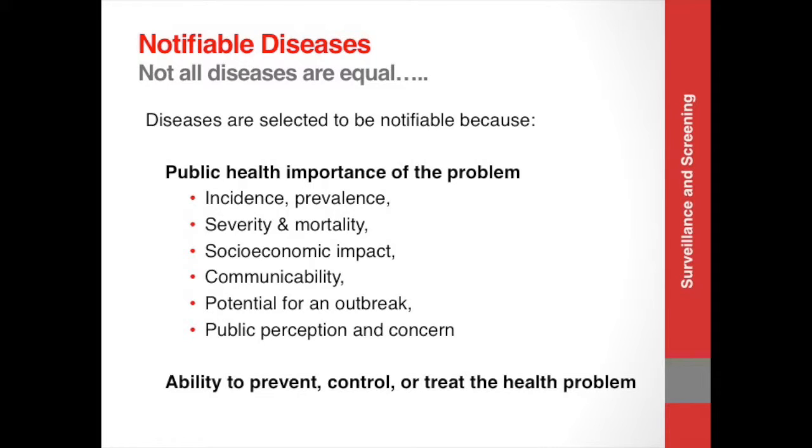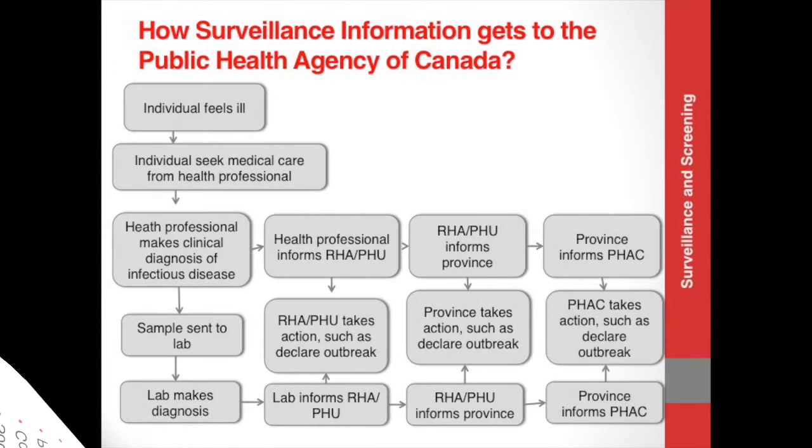When doing surveillance, not all diseases are equal. Diseases are selected to be notifiable in surveillance programs because of the public health importance of the problem or because there are existing resources to prevent, control, or treat the health problem. Notifiable diseases can also be reported at the aggregate level or individual level. The Public Health Agency of Canada is the federal organization responsible for the surveillance of infectious diseases. It was created in 2004, following the outbreak of SARS in Canada.